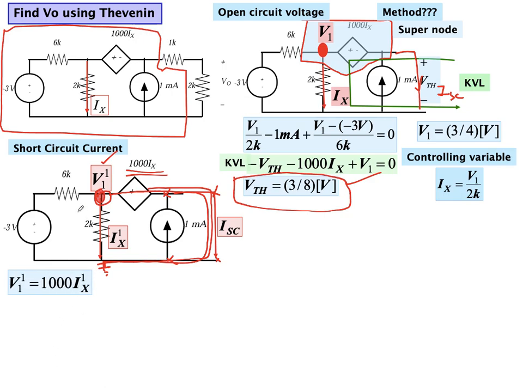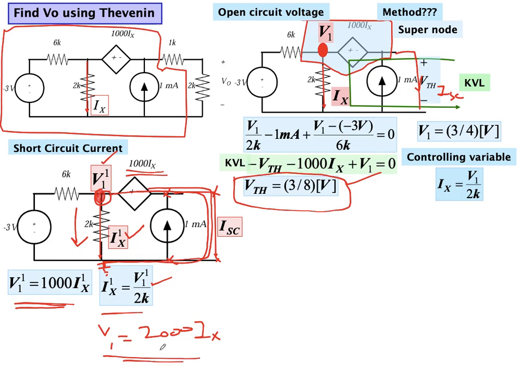If we look closely as well, the current Ix is flowing in this direction, and we can write Ix in the form of node voltage, which is V1 over 2K. But if we look at these two equations closely, from here V1 is 1000 Ix, and from here V1 is equal to 2000 Ix. So how can it be possible that both V1 is 1000 Ix and V1 is 2000 Ix? This condition is only true if Ix is equal to 0.